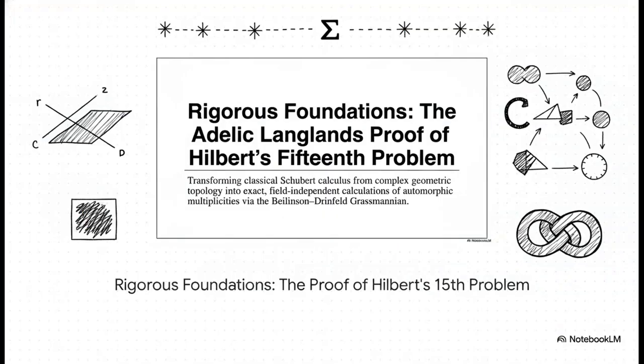So, you already know David Hilbert's 15th problem asks for a rigorous foundation for Schubert calculus. It's that classic branch of algebraic geometry dealing with counting intersecting objects, like lines or planes in projective space. And hey, classical Schubert calculus works beautifully, perfectly even, over complex numbers. But to actually solve Hilbert's problem, we need a rigorous foundation that holds up over arbitrary fields and arithmetic settings. That's the real challenge here.